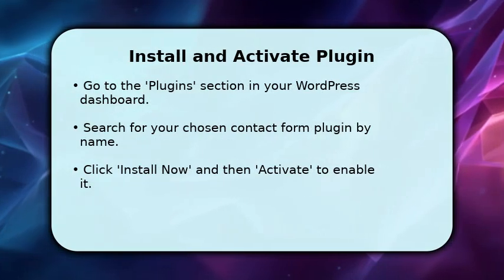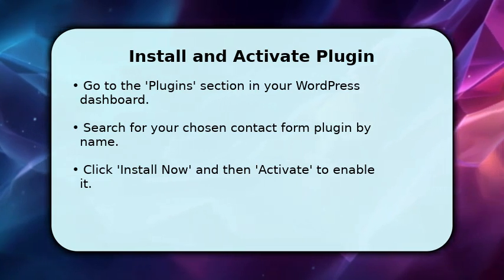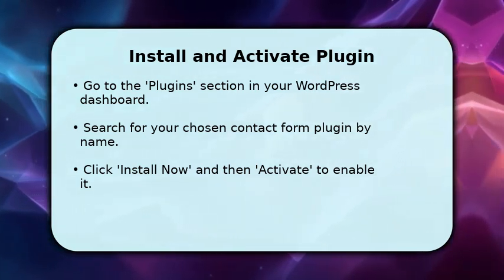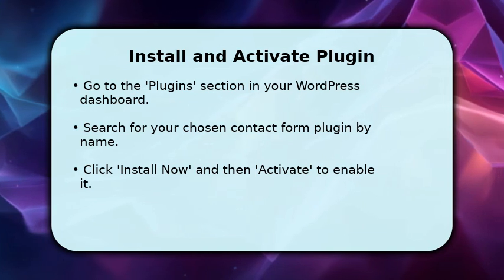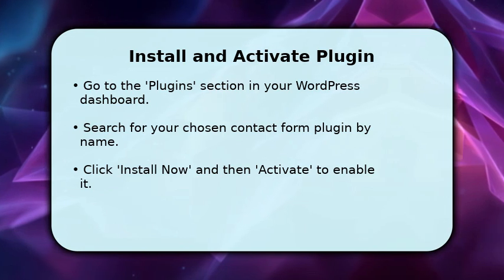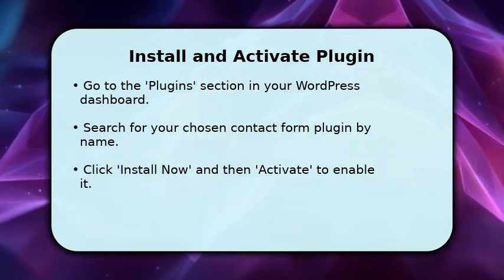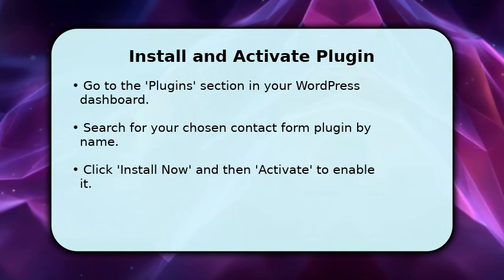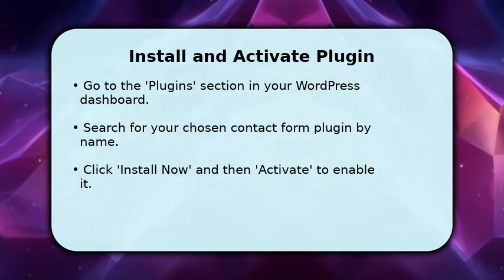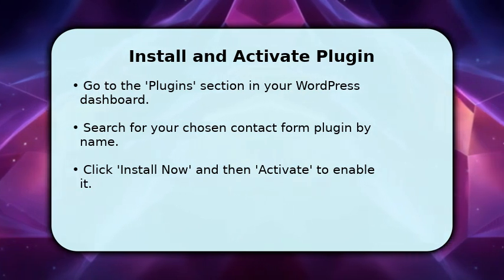Once you have chosen your plugin, the next step is installation. From your WordPress dashboard, navigate to the Plugins menu and select Add New. Use the search bar to find your selected plugin, for example, WP Forms. Click the Install Now button. After installation, a new button will appear saying Activate. Click this to enable the plugin on your website, making it ready for use.